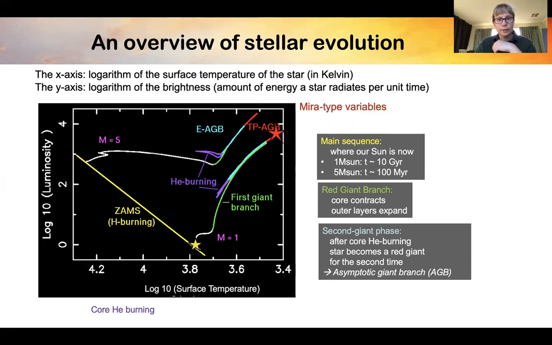Now, in this corner is where we find Mira-type variables. So these are AGB stars, and they're called Mira-type variables because they are experiencing long, large-scale radial pulsations. They've got large extended envelopes, and the envelopes are radially pulsating with pulsation periods of a few hundred days usually.